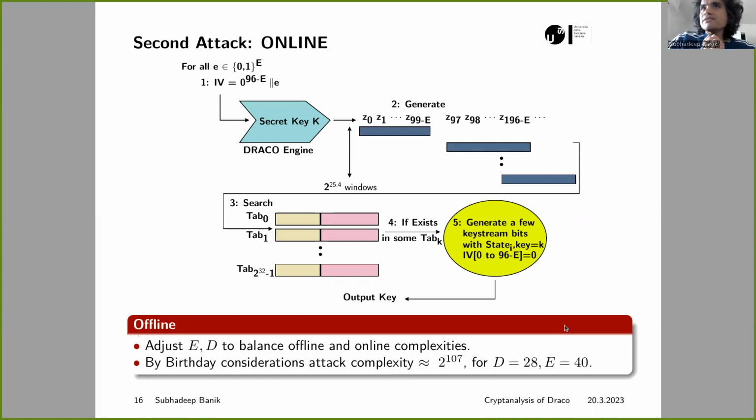We can adjust the values of capital E and capital D to balance the offline and online complexities. And you've seen that for capital D is 28 and capital E is 40, the 2 complexities become the same, and the total complexity becomes around 2 to the power 107. And this is probably the best we can do in this setup.